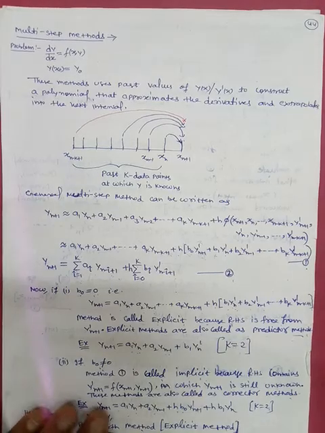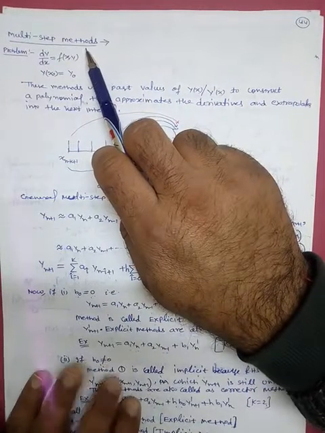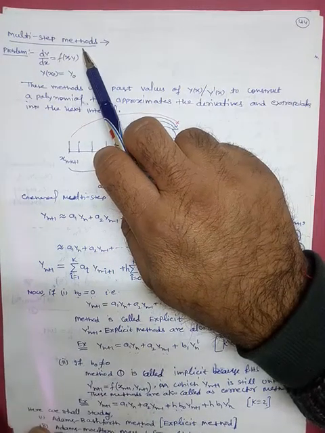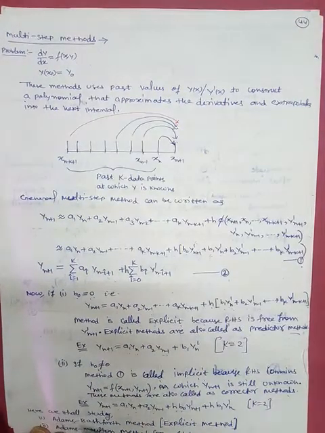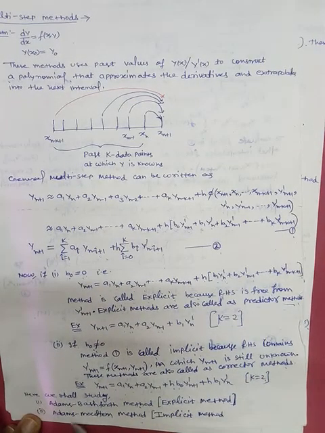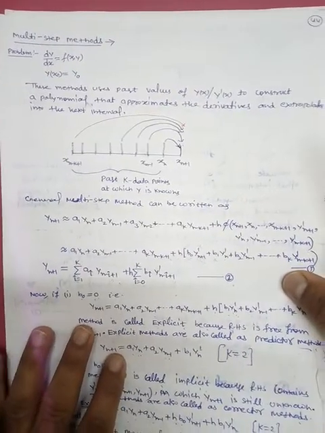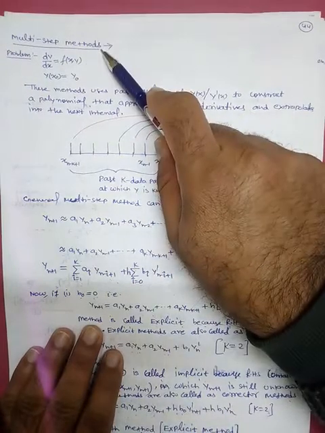Dear students, in this video, I am going to discuss multi-step methods. So in this category, we will discuss two methods. One is the Adams-Bashforth method and another one is the Adams-Moulton method. Okay, so what is first? What is basically the multi-step methods?